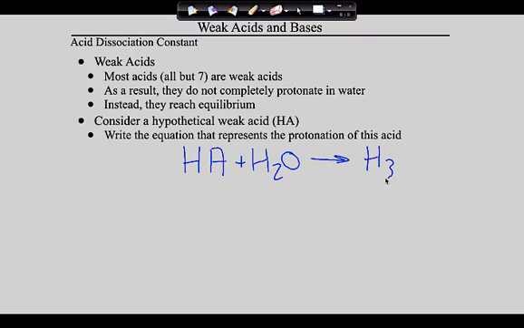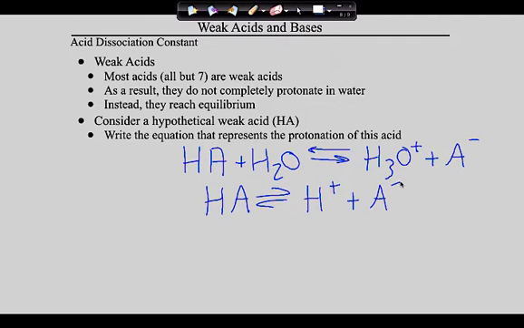H3O plus and A minus. So guys, I hope that some of you wrote this down, although it's still wrong. What's wrong? Double-headed arrow. But guys, I think some of you may have written this down: HA in equilibrium with H plus and A minus. Which one's correct? Both of them. Which one are you going to use?